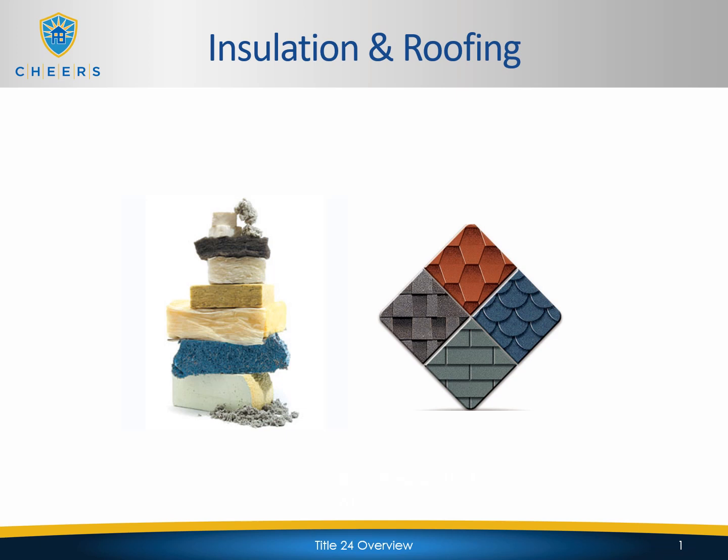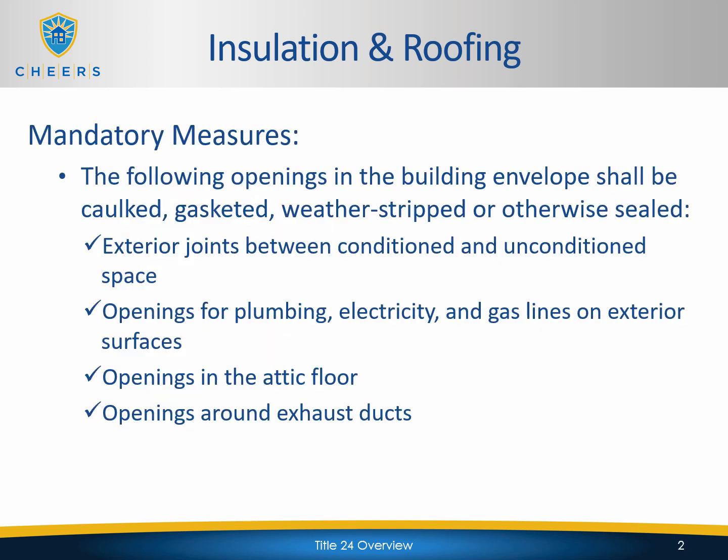And now we move on to insulation and roofing. So for mandatory measures, the following openings in the building envelope shall be caulked, gasketed, weather stripped, or otherwise sealed: the exterior joints between conditioned and unconditioned space, any openings for plumbing, electricity, and gas lines on exterior surfaces, any openings in the attic floor, and/or any openings around exhaust ducts.